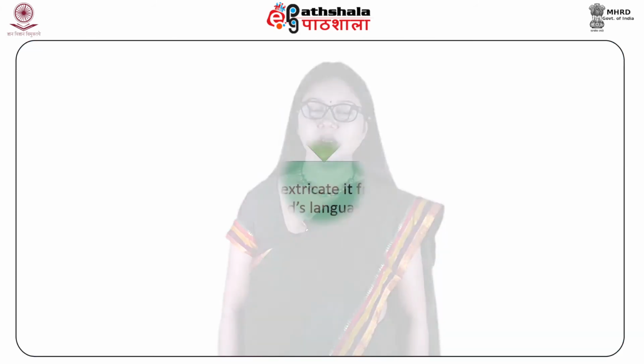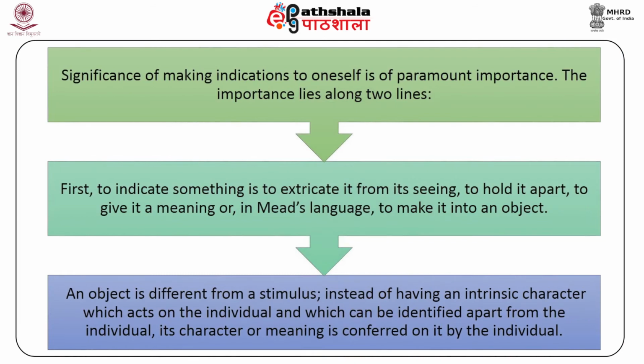Anything of which a human being is conscious is something which he is indicating to himself. Conversely, anything of which he is not conscious is something which he is not indicating to himself. Now, according to Mead, the significance of making indications to oneself is of paramount importance. This importance lies along two lines.